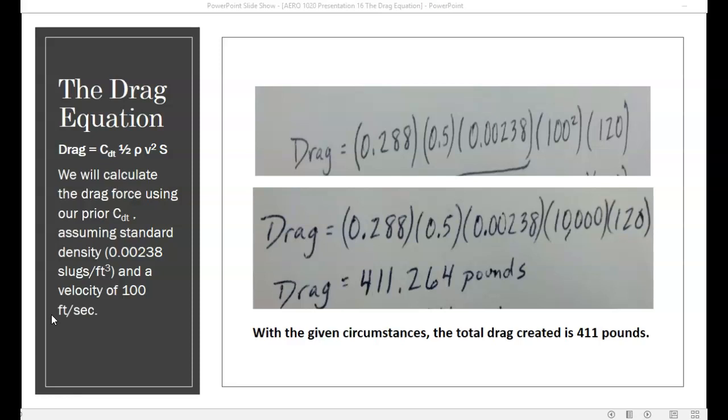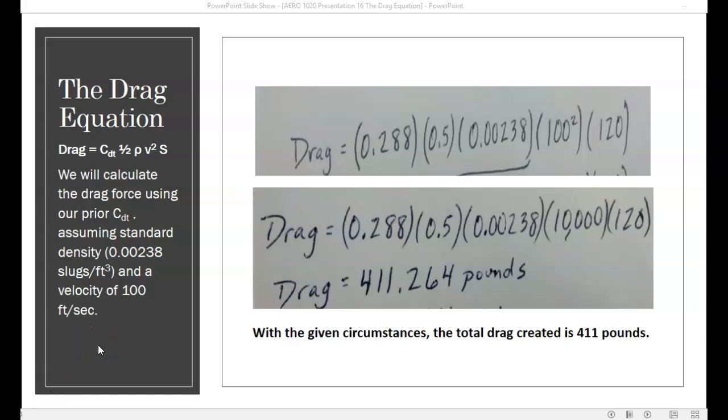So if we were to use standard density of 0.00238 slugs per foot cubed and a velocity of 100 feet per second, we would calculate drag to be 411.264 pounds. And we would do that using the coefficient of total drag of 0.288 and the surface area of the wing of 120 square feet.